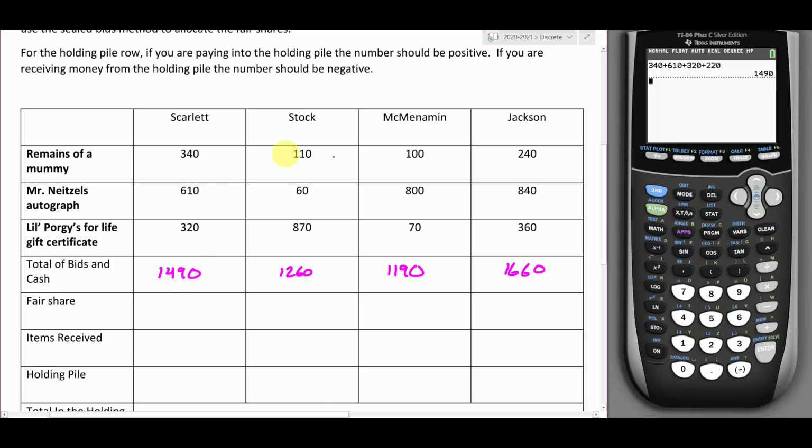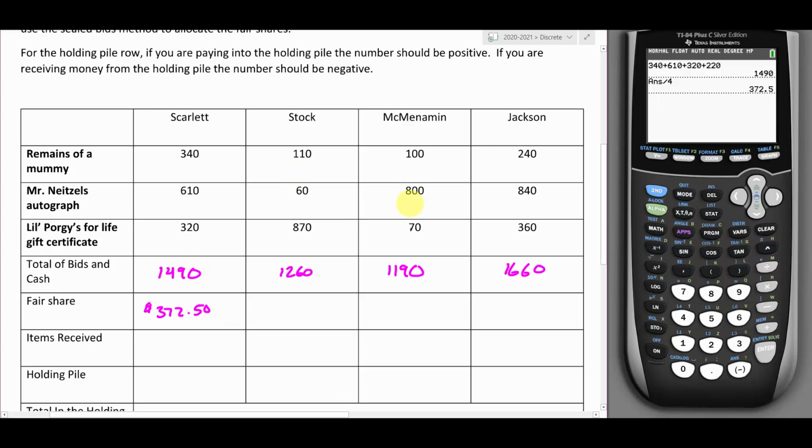Now, to calculate a fair share, if Scarlett thinks everything is worth $1,490 and there are four people in the division, he would be entitled to 1/4 of this amount. So we would take $1,490 and we would divide it by 4. Okay, so I come over here. So here's my $1,490 divided by 4, and you get $372.50. So that would be his fair share. This is the amount of value in things or cash that he would need to walk away with to be happy at the end of this division.